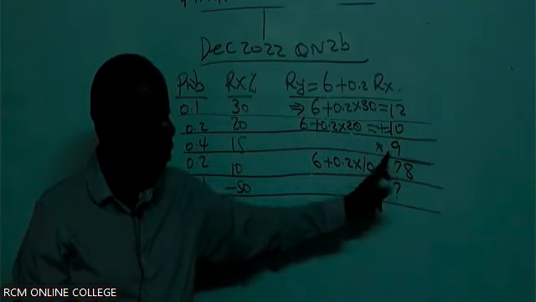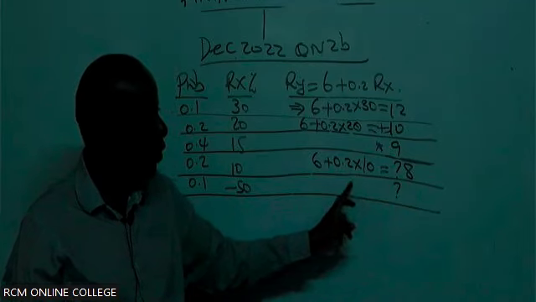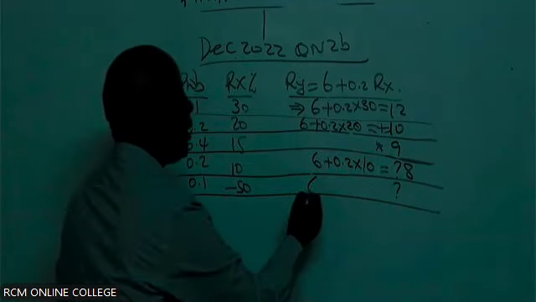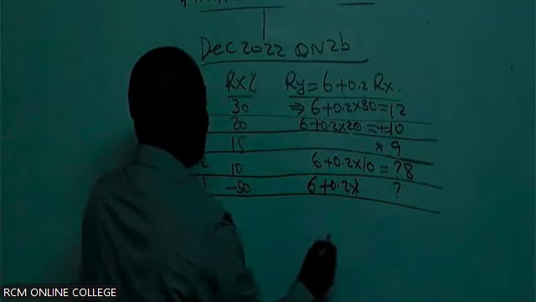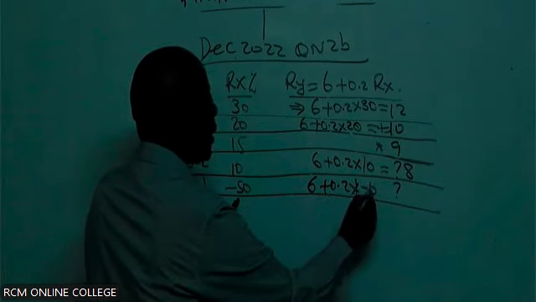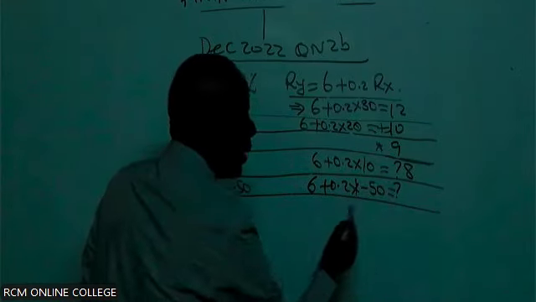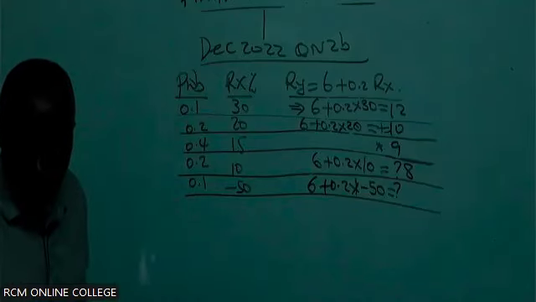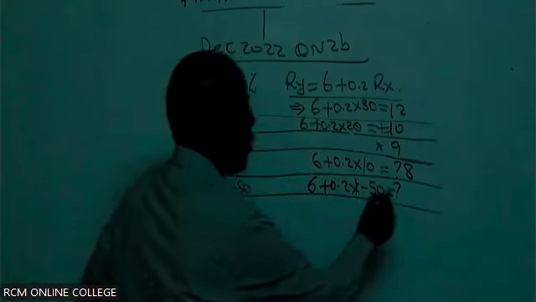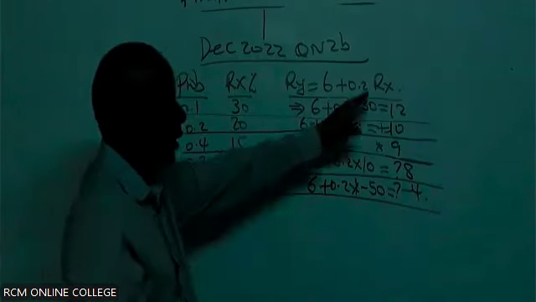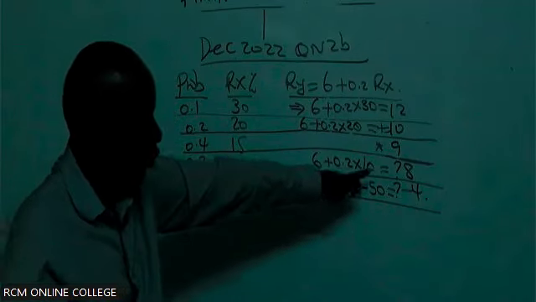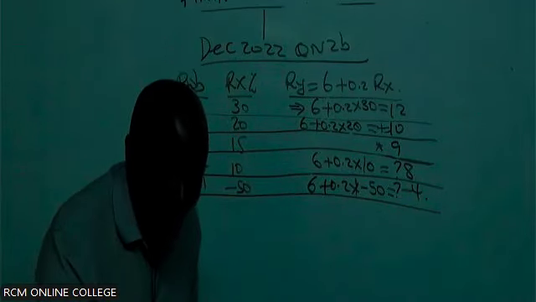9 is given, so I want the last one. This one will be 6 plus 0.2 times the corresponding actual return of X, which is minus 50. So what figure does this give us? Negative 4. Thank you very much. So these two were provided, and the others we had to get, and we have been able to get them.